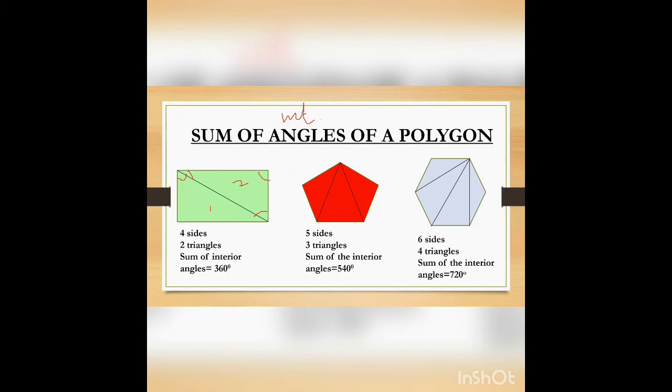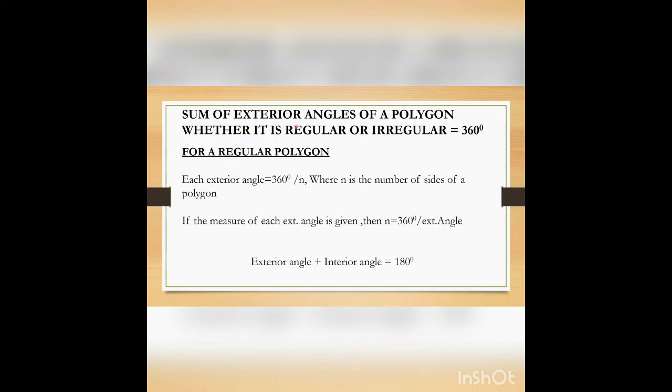Likewise, in second case, you get the sum of interior angles is equal to 540 degree. In third polygon, which is a hexagon, you can find the sum of interior angles as 720 degree. Children, I have not said anywhere whether they are regular or irregular. I am talking in general about polygon. Now sum of exterior angles of a polygon, whether it is regular or irregular, is equal to 360 degree. Here we have some formula for regular polygon.